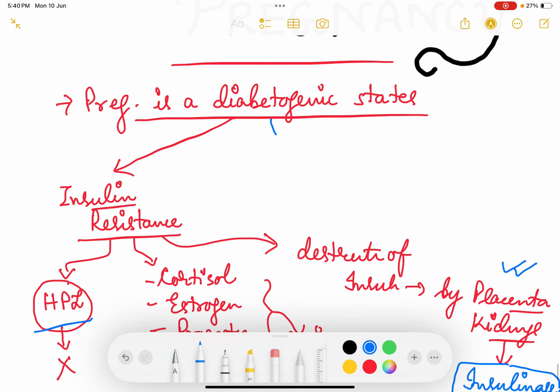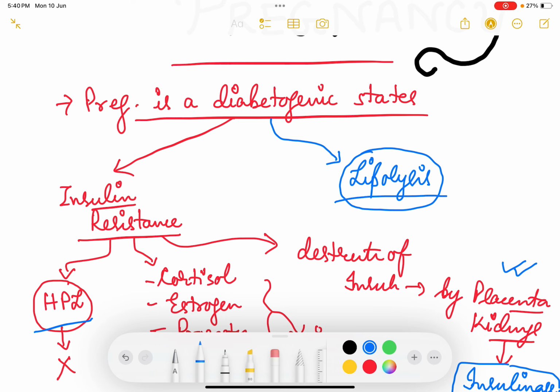Apart from that, pregnancy is also a diabetogenic state because lipolysis occurs in pregnancy. Increased lipolysis will break down the lipids in the body, and the breakdown of lipid will lead to production of glucose in the body, and increase in glucose will also lead to a diabetogenic state. And moreover, there is increase in gluconeogenesis, which will again increase the glucose content, and thus pregnancy is called the diabetogenic state.